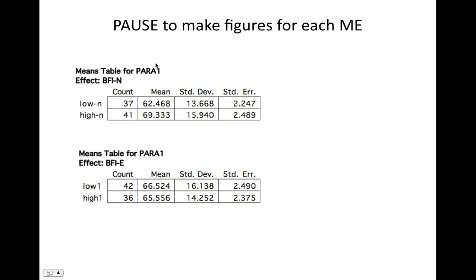So what I want to do now is to have the TA pause this, and during this pause, I want people to make a figure for each main effect. So that'll be a figure for the neuroticism effect and a figure for the extraversion effect. So we'll pause now, and I'll come back after you've made your figures.